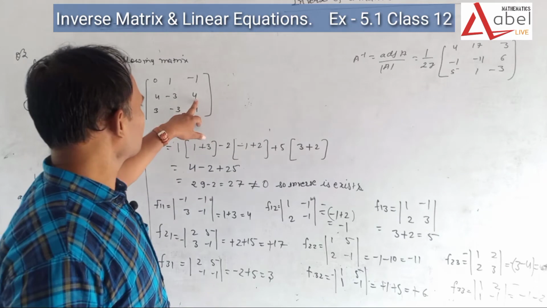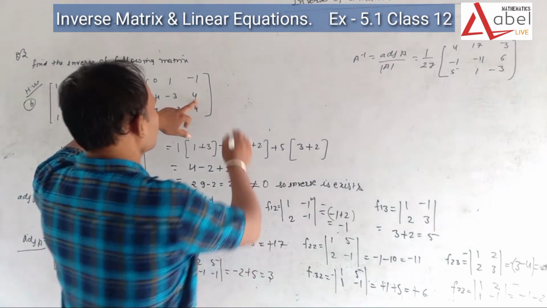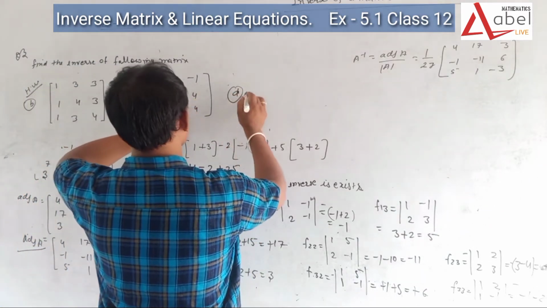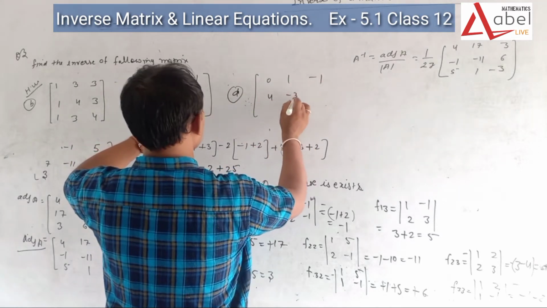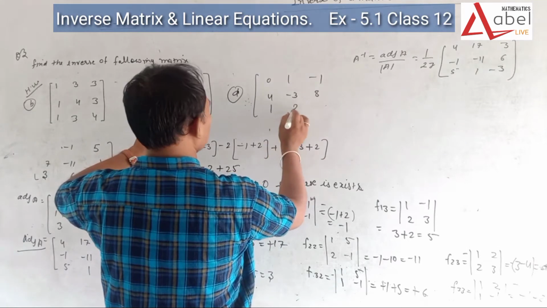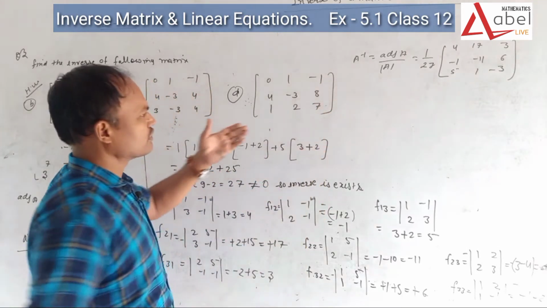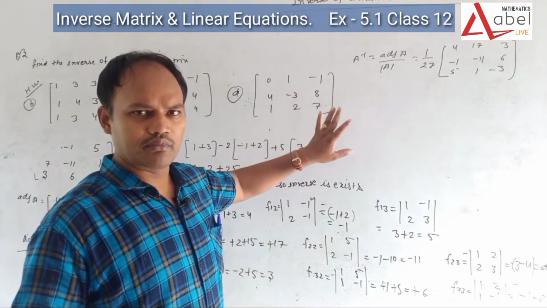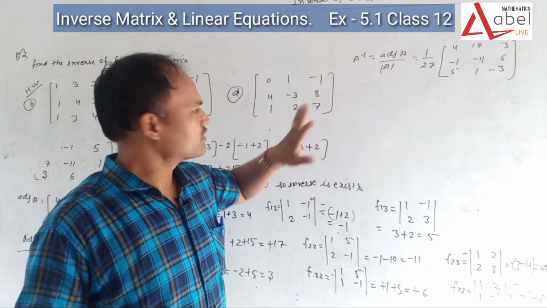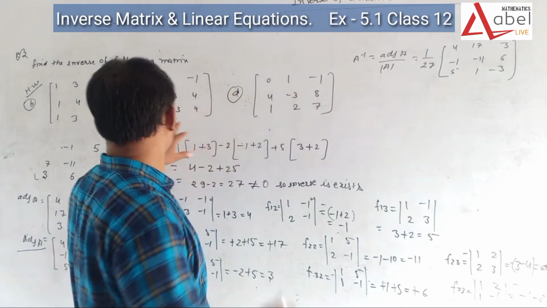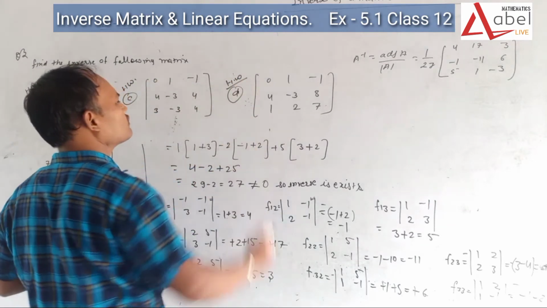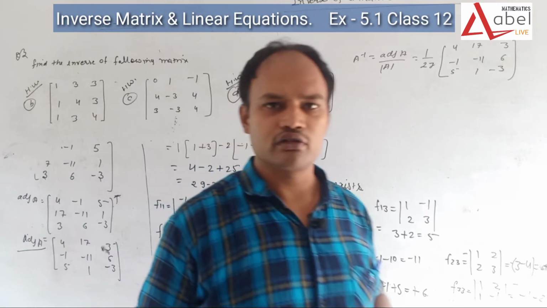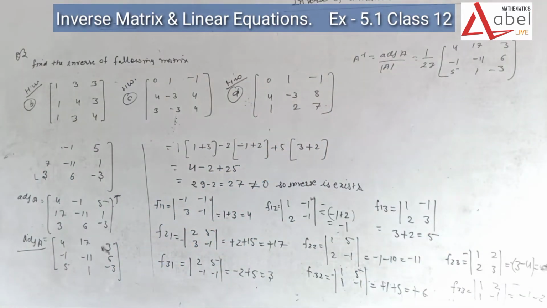You have to change here 5. You can also write another question. Suppose it is D, it is 0, 1, minus 1, 4, minus 3, 8, 1, 2, 7. Just take it. Okay, so the data does not matter. You have to use these data. This is homework. This is also homework, and this is also homework. You can practice on these questions and solve this type of questions. So after practice, you can solve all the things.